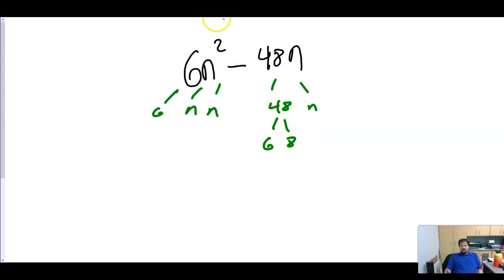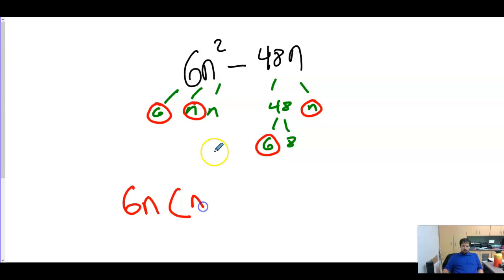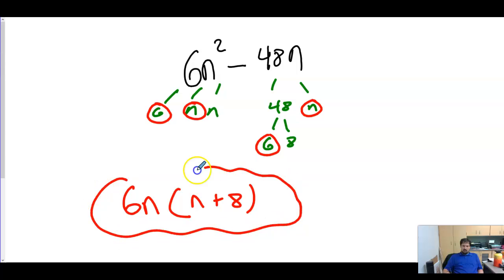And if I break that down to 6 times 8, well, guess what? My 6's are going to go on a date. They're going to go out over here. Okay, and this n is going to go on a date with this n, so they come over here. And my n from here is left at home, and so is my 8. And there is my factored expression.